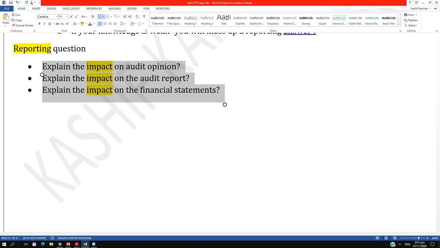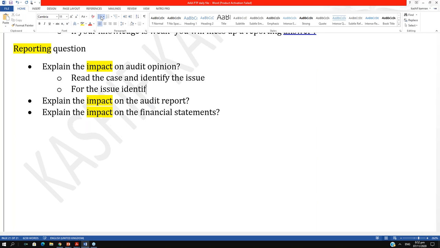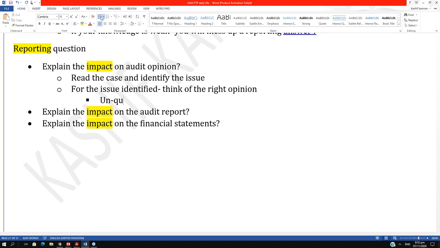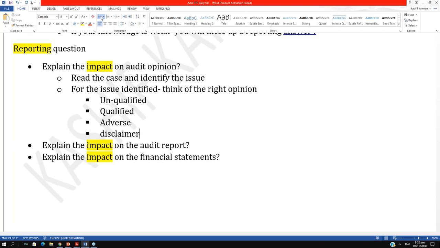Now, if the examiner is asking for an impact on opinion, that means you just need to read the case and identify the issue. And for the issue identified, think of the right opinion. Now, how many types of opinions are there? Either you will think about an unqualified opinion by looking at the situation in the case study, or you will think about a qualified opinion, or an adverse opinion, or a disclaimer of opinion.